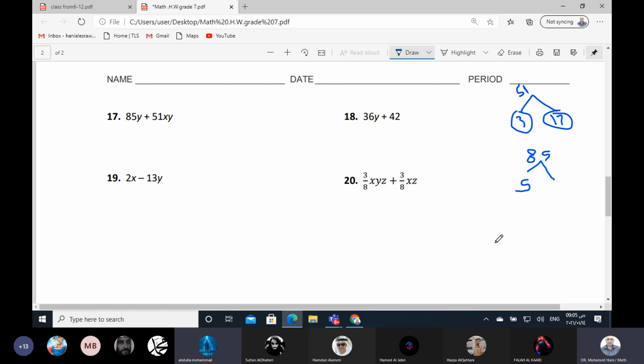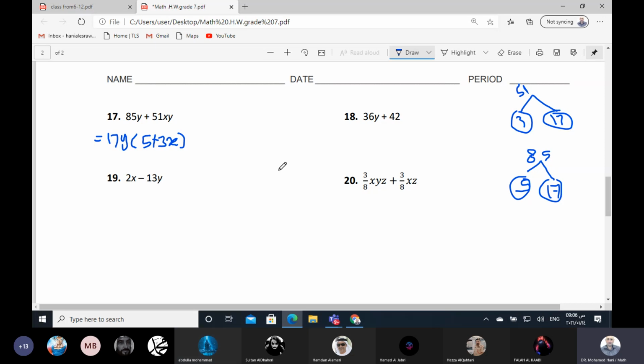Mister, the GCF is 17. Mister, I can solve it. 17y, open parentheses, 5 plus 3x, plus 3x. Close parentheses. Great work, Falah and Abdullah. Thank you.